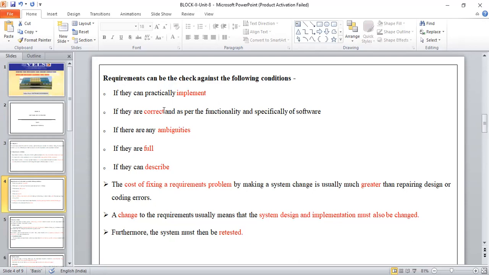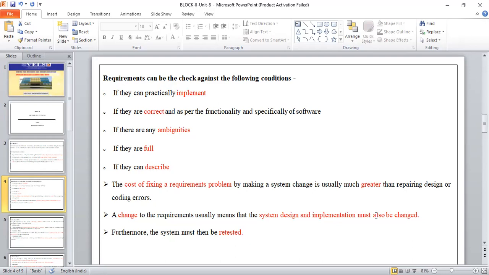And they should be full. The requirement should be full or complete, and the requirement should be able to describe. The cost of fixing a requirements problem by making the system change is usually much greater. Yes, actually, the cost of fixing a requirements problem is higher than repairing design or coding errors. See how important the requirement validation is.